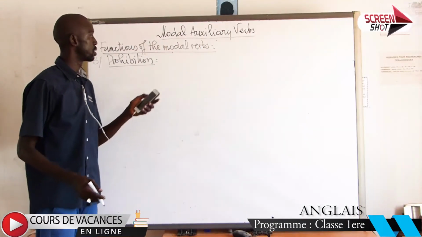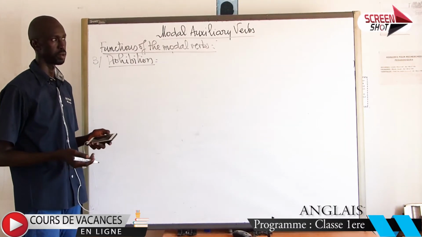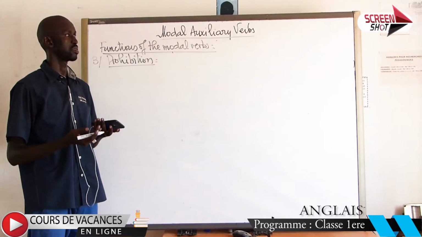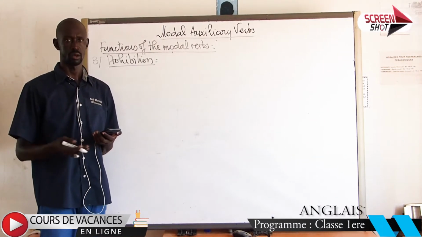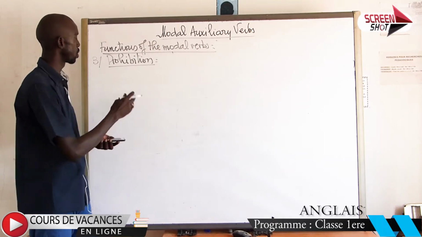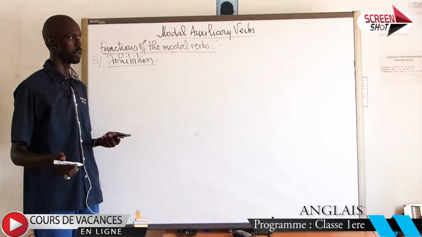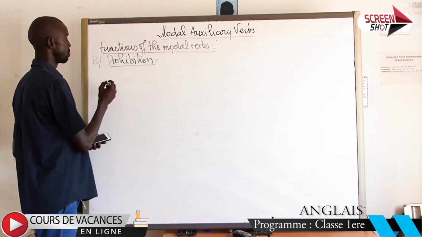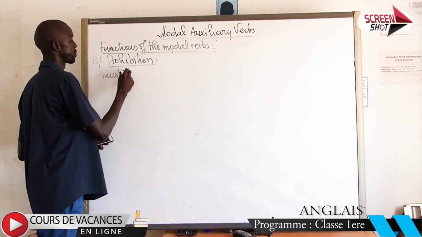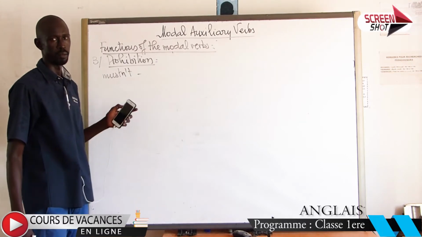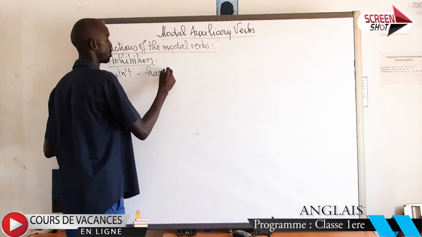It's possible also to use the modal auxiliary verb to express a prohibition. A prohibition, it is something that you have not the right to do, or it is something which is against the rule or the law. That is what we call a prohibition. That is something which is forbidden. So to express a prohibition, we can use the modal mustn't, the negative form, must, mustn't. We can use also have not to.